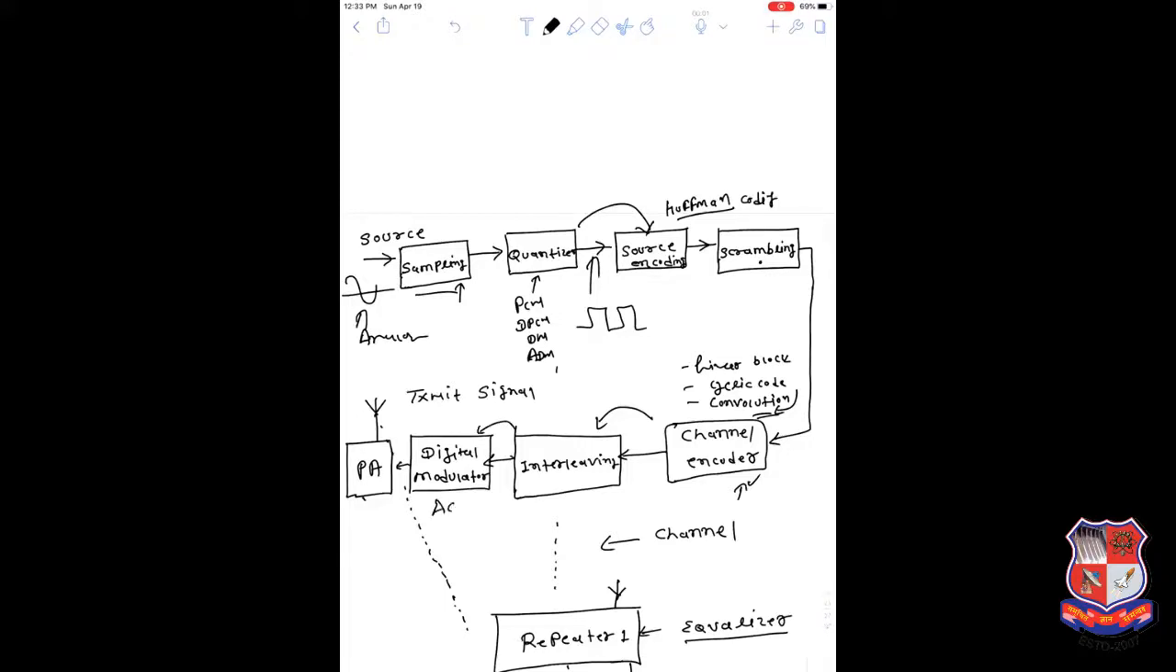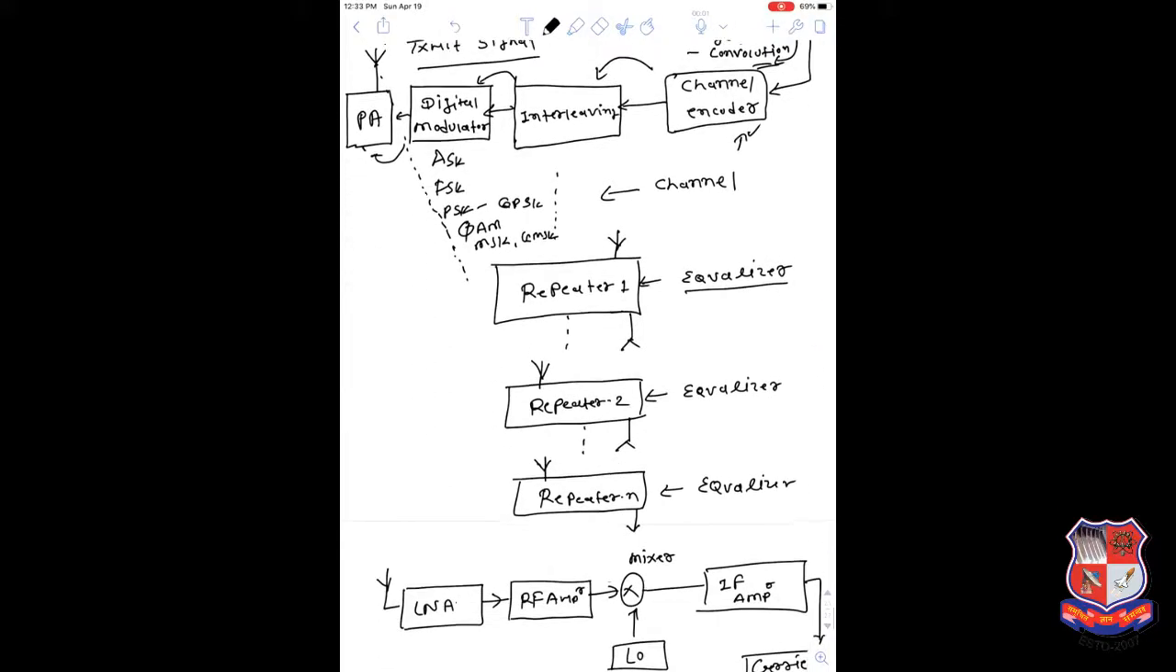Then we have a digital modulator. Here we have learned about the various modulation schemes like ASK, FSK, PSK, and in PSK we have even learned about QPSK. Then we have learned about quadrature amplitude modulation, and then about MSK and GMSK. So this part we have learned, and then there is a power amplifier and the signal is transmitted. So this diagram is basically a transmitter of a digital communication system. Everything is summarized over here.